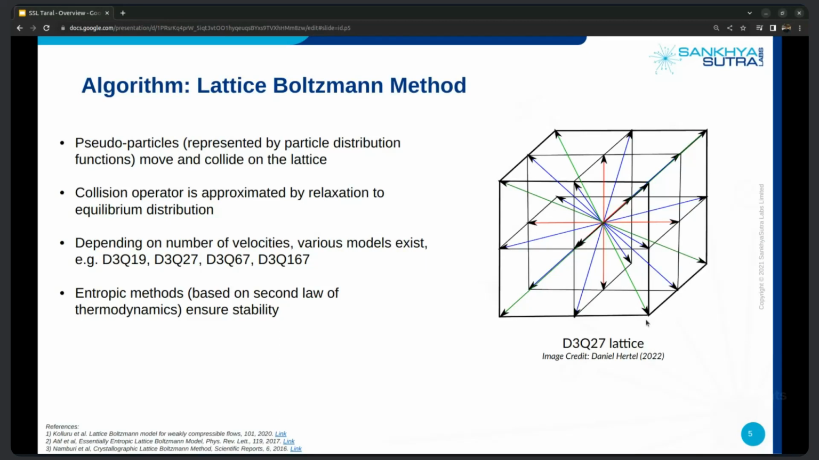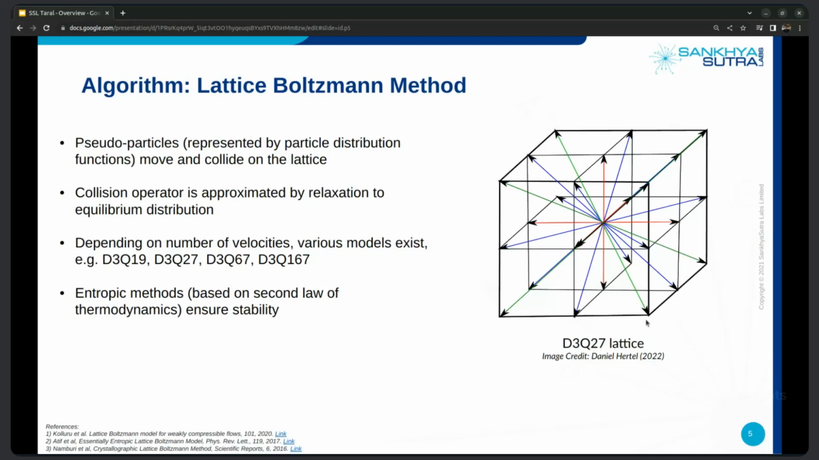Depending on your requirement, there are a number of lattice Boltzmann models that exist. For example, you have the D3Q19 model where you will have 19 discrete velocity directions, or you can go to higher order models like the D3Q67 or D3Q167.